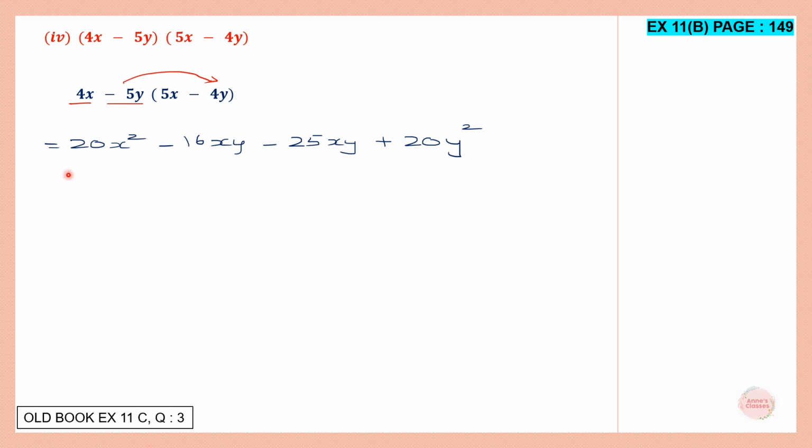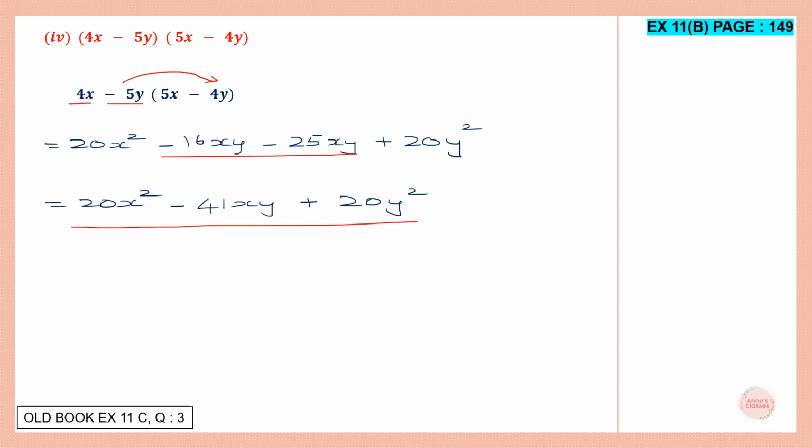Now let's look out for the like terms. 20x square, do we have another x square? No. Then we have xy. We have one more xy. So these are the like terms. So the first one remains as it is, that is 20x square. Now here we have minus 16, minus 25. Signs are the same. So we put the same sign and we add. 16 plus 25 is 41, and then we write xy and we write 20y square as it is. So now we have a final answer, 20x square minus 41xy plus 20y square.